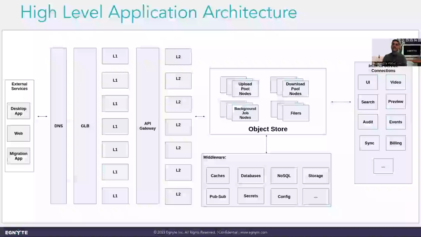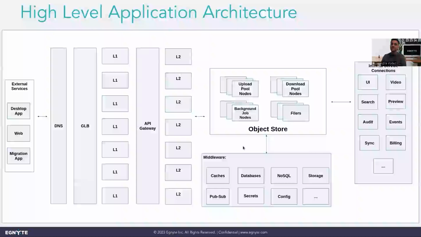So this is the high level architecture of the object store. The object store functionality is bifurcated into pools depending upon the functionality it offers. We have one pool that handles the uploads, one pool that handles the downloads, one compute pool that handles all the background jobs, and one pool for filers. You can think of filers as a staging area where all the uploads are staged before they are persisted to the end storage.